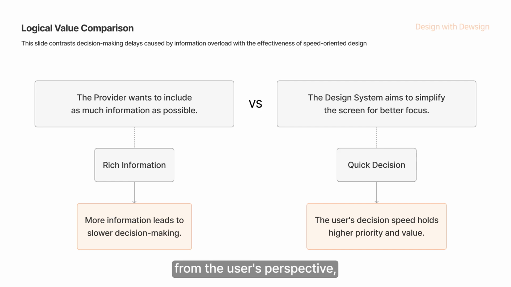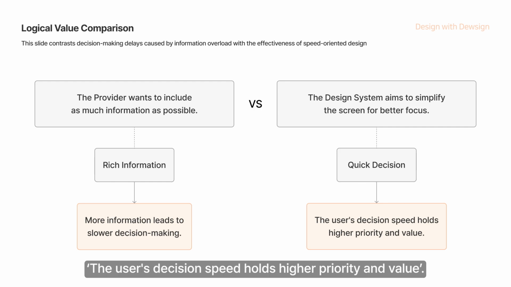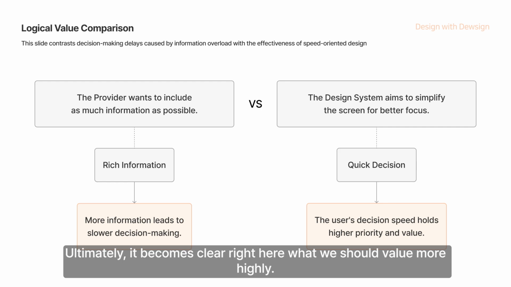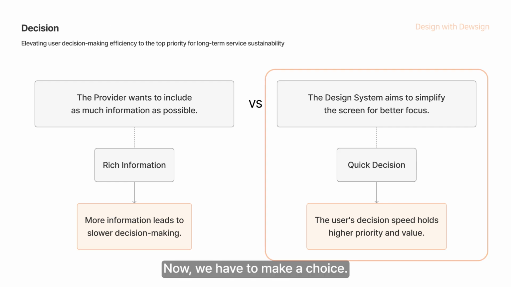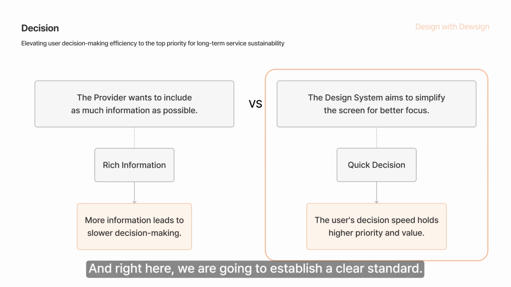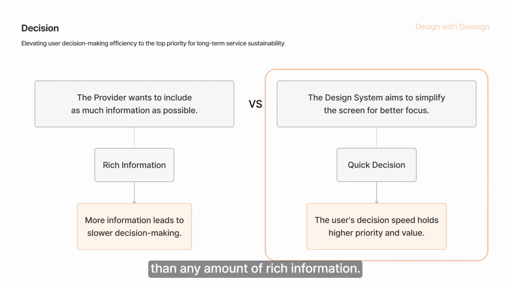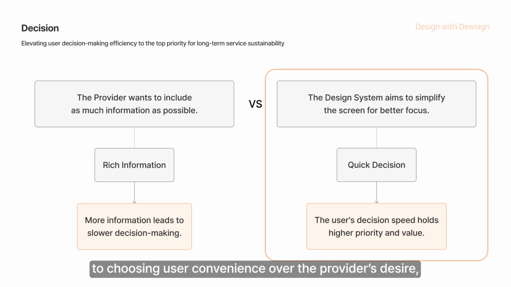On the other hand, from the user's perspective, the conclusion is that the user's decision speed holds higher priority and value. Ultimately, it becomes clear right here what we should value more highly. Now, we have to make a choice, and right here, we are going to establish a clear standard. We will set our top priority on the conclusion that the user's decision speed is more valuable than any amount of rich information. Here, we are finalizing our team's strong commitment to choosing user convenience over the provider's desire and decision efficiency over the volume of information.